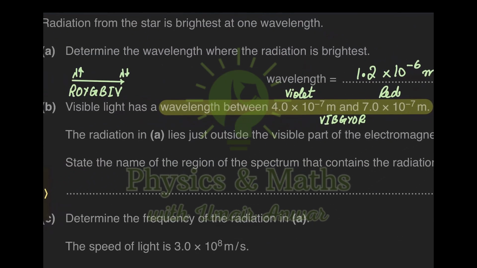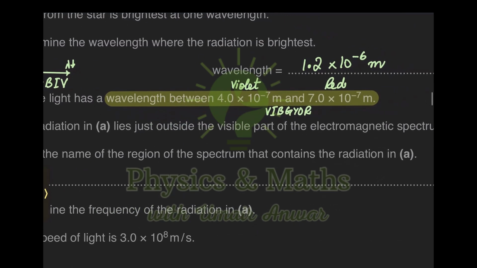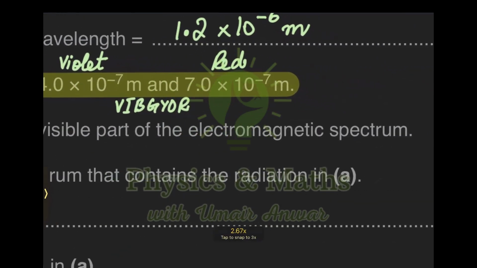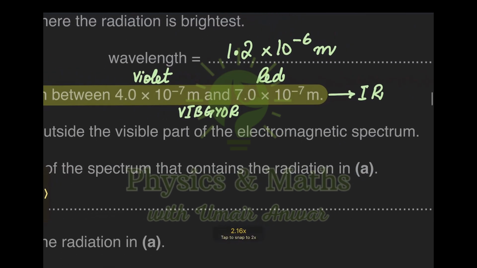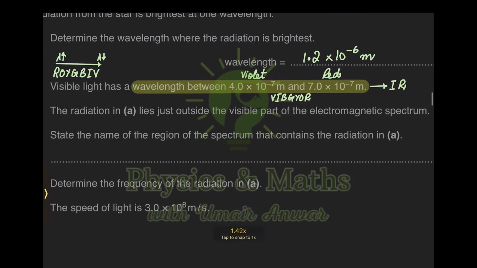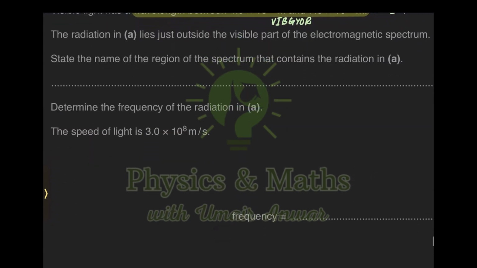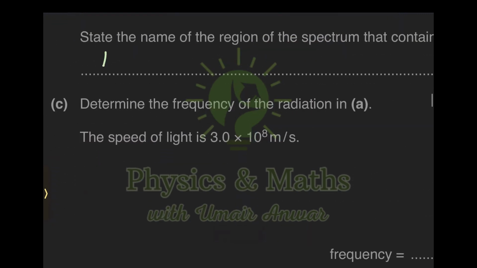The radiation in part A lies just outside the visible part of the electromagnetic spectrum. Now after the red, the part just outside this spectrum is going to contain infrared radiations. State the name of the region of the spectrum that contains the radiation in part A. So I'm going to write infrared radiations.